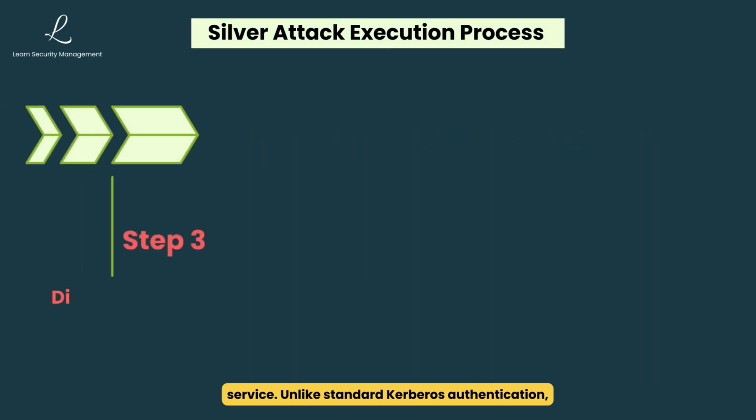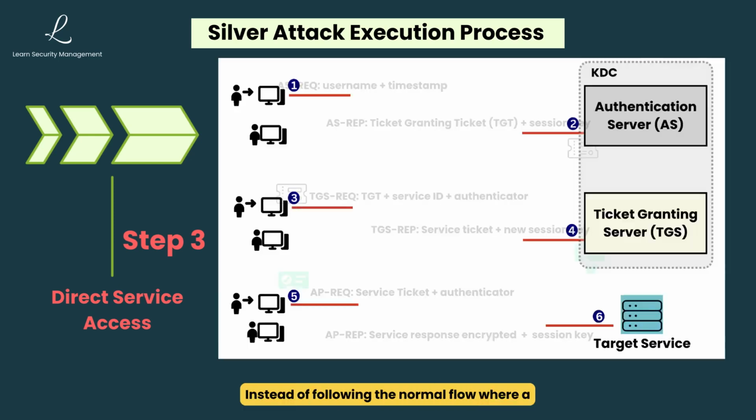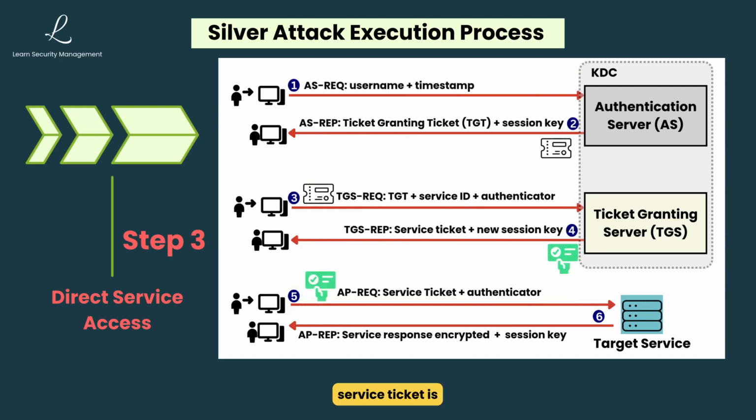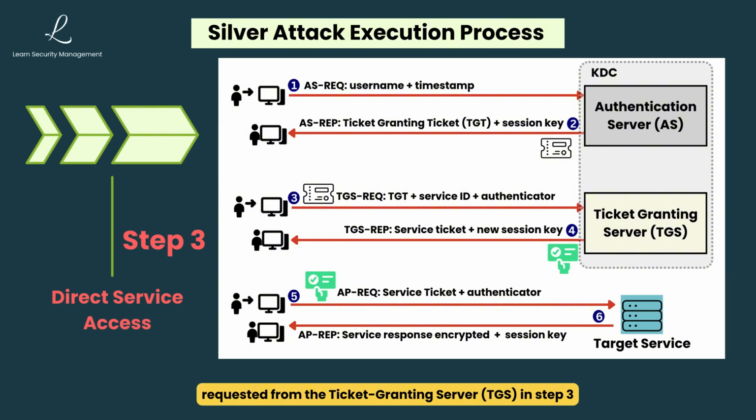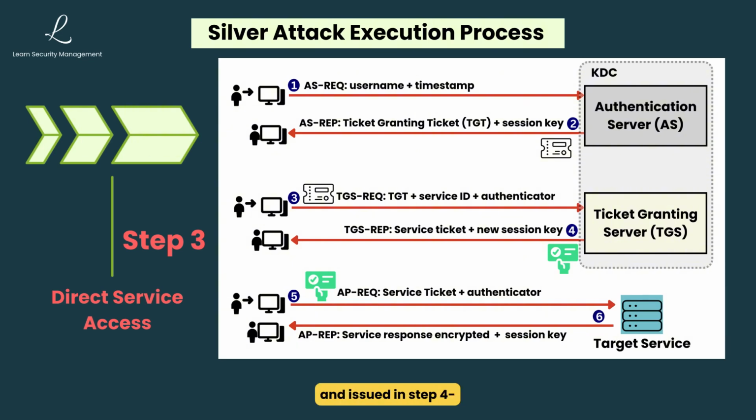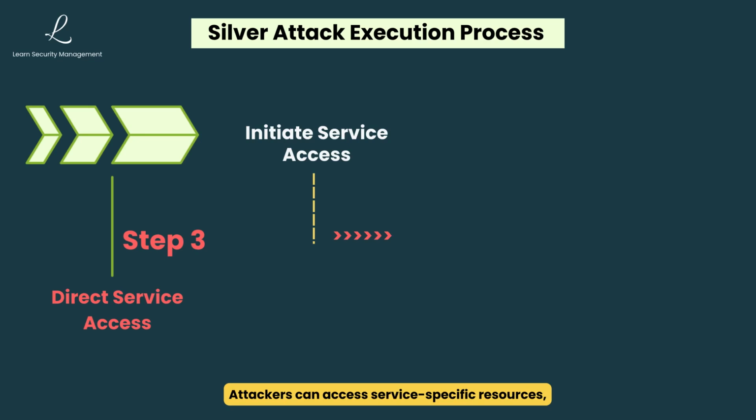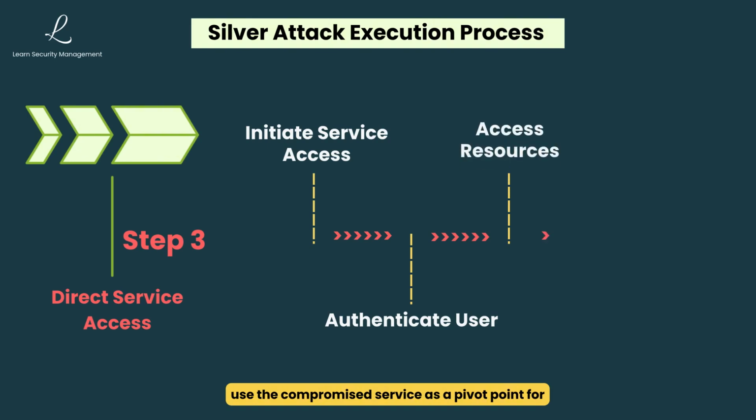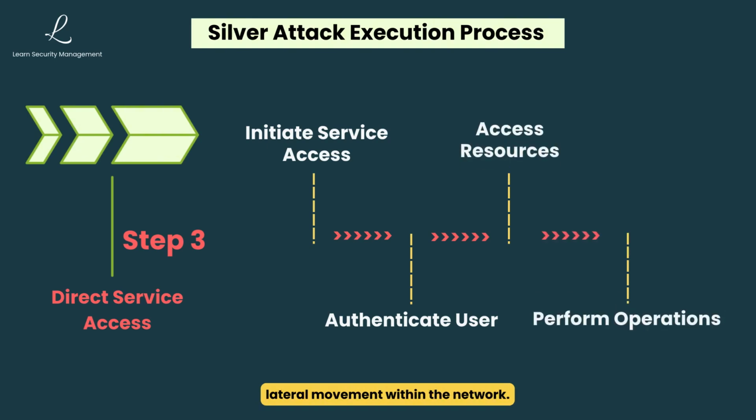Unlike standard Kerberos authentication, a silver ticket attack bypasses the KDC entirely after the attacker has obtained the service account hash. Instead of following the normal flow, where a service ticket is requested from the ticket granting server in step 3 and issued in step 4, the attacker forges a valid service ticket and presents it directly to the target service in step 5, skipping the KDC interaction altogether. Attackers can access service-specific resources, execute authorized operations, and potentially use the compromised service as a pivot point for lateral movement within the network.